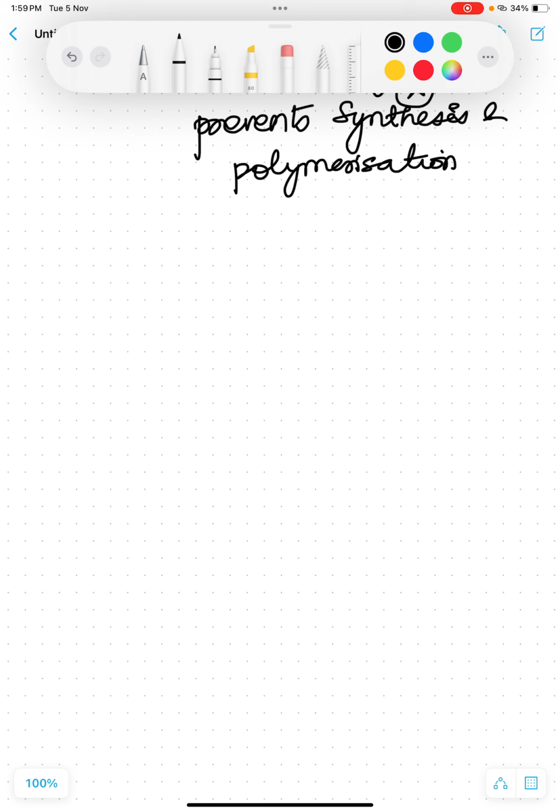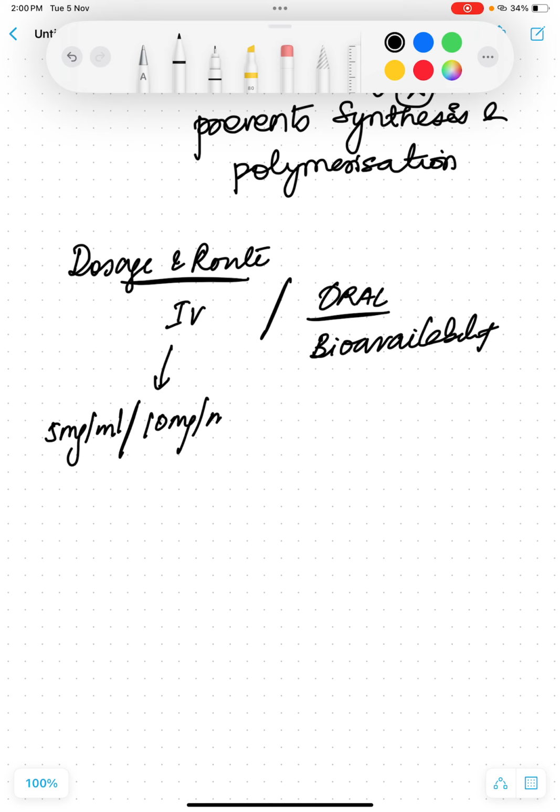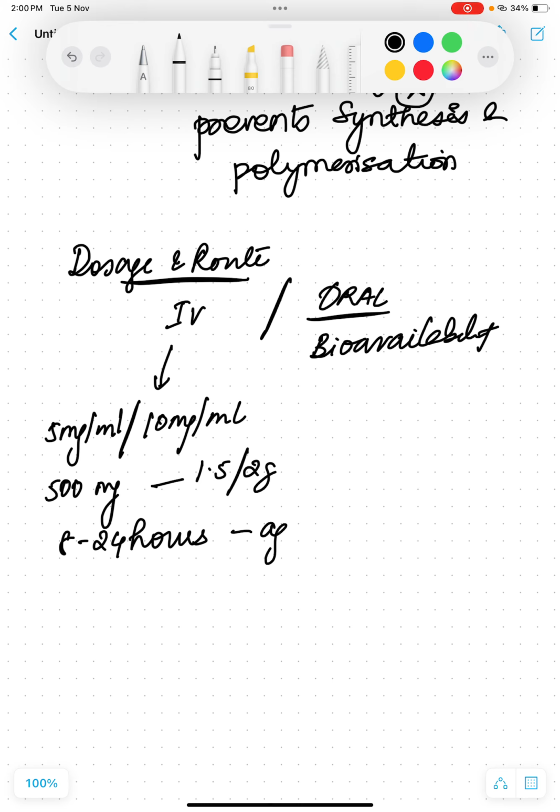Now let's see the dosage and the route of administration. The drug can be given intravenously, and it can be given orally. The disadvantage of the oral route is the lower bioavailability associated with it. For the intravenous route, the drug is available as 5 mg per ml or 10 mg per ml IV vials, dosing from 500 mg to almost 1.5 to 2 gram. It is given intravenously based on the site, the requirement, and the severity of infection, and it is administered every 8 to 24 hours. Based on the patient's age and renal function, all of these are decided.